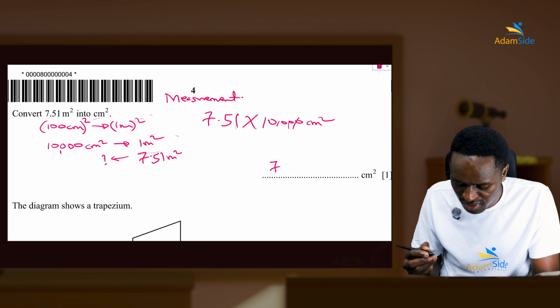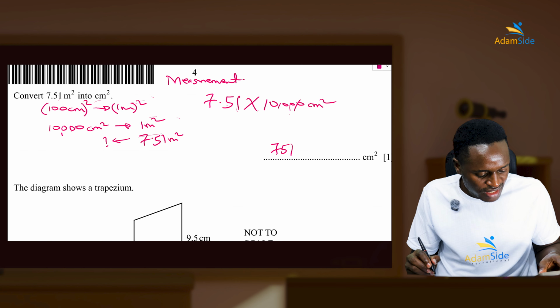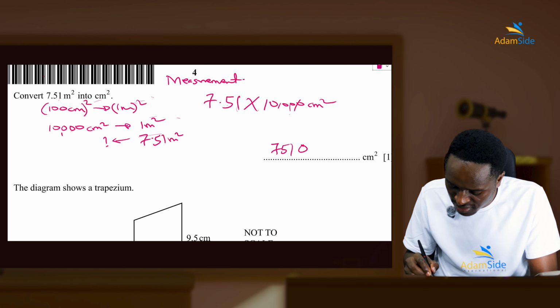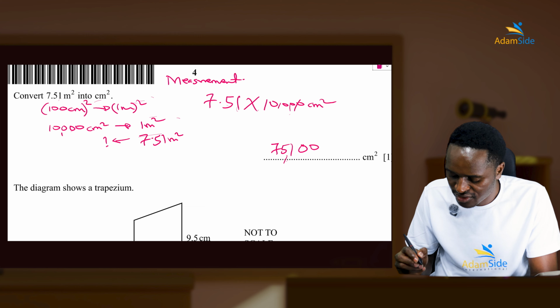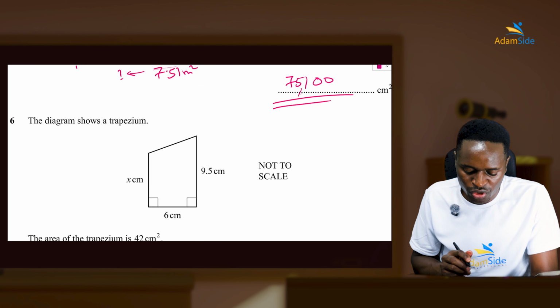So you get your answer, as simple as it is. Take 7.51 times that, you get 75,100 square centimeters. You get your correct answer. The diagram shows a trapezium.